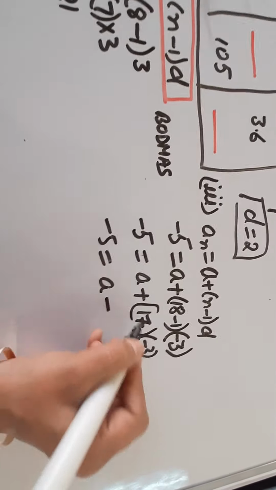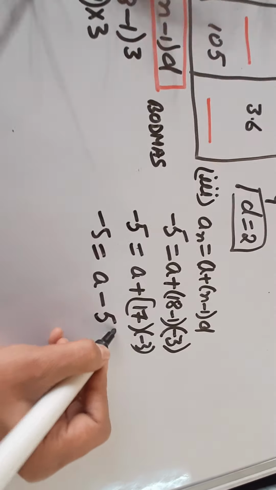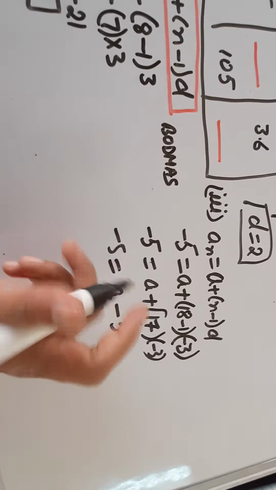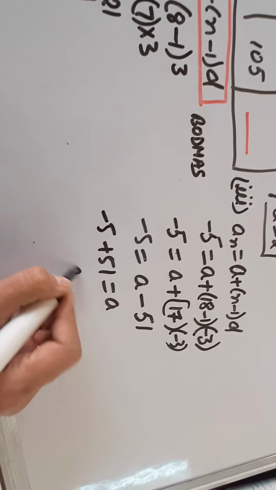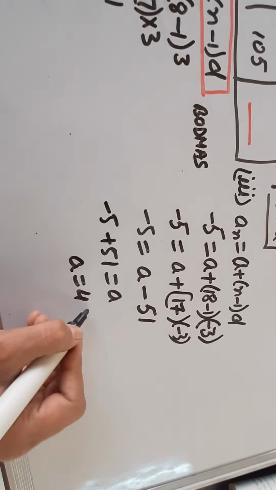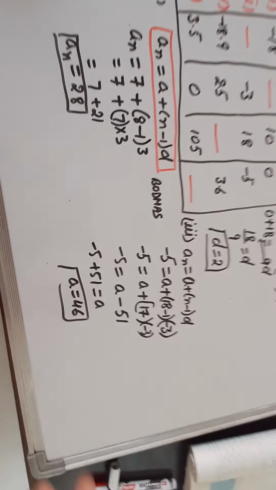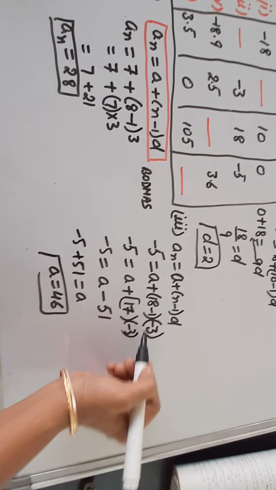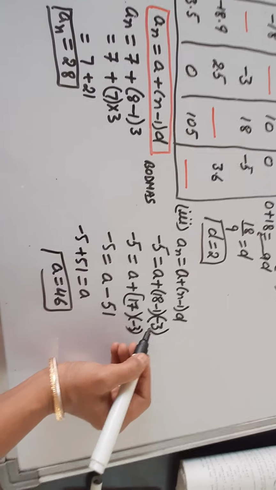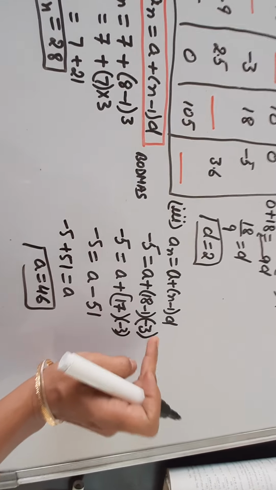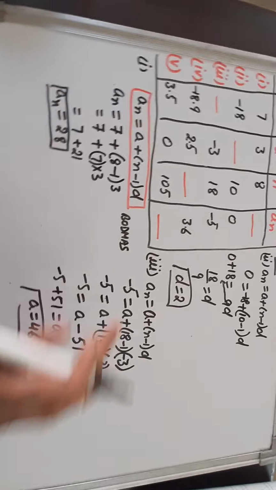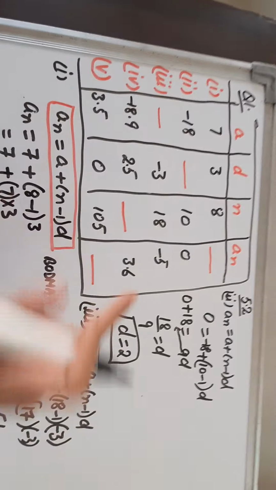Plus minus minus, and 17 3s are 51, and just take it to the other side to get the answer. And what will be your answer? So a will be 46. So in this way, be very careful while putting the values. If the value is negative, just keep it in mind that you have to put it in the bracket. Okay. Now similarly, try the next two parts also.